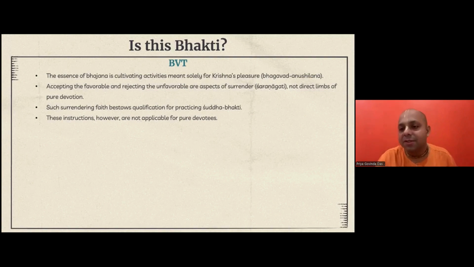Correct. Bhaktivinoda Thakur says, the key essence of cultivating bhajan is Bhagavad Anushilanam, the pleasure of Krishna. Anya Bilashita Shunyam. And that is the purpose. But if we want to really do bhajan, first and foremost, we have to surrender to Krishna. We have to accept Sharanagati. So without entering into the limb of Sharanagati, one cannot actually practice bhakti.